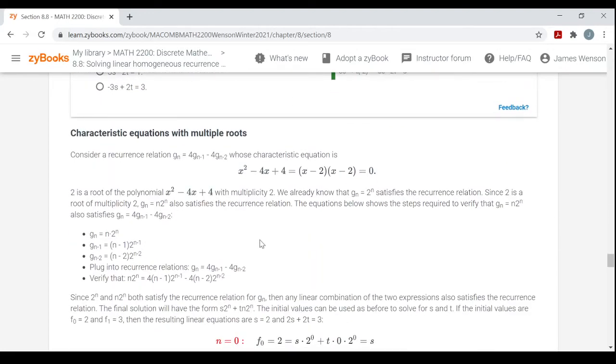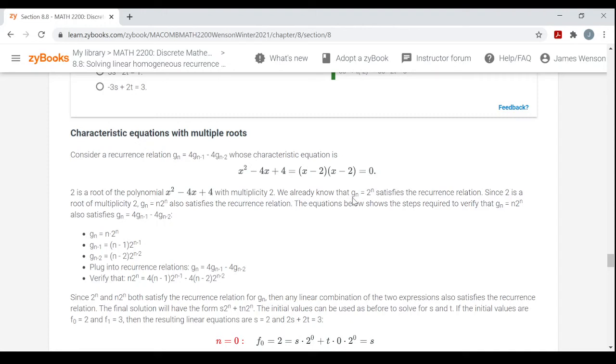Now comes the part where, what if we have the same solution to the characteristic equation multiple times? What if a solution has a higher multiplicity than 1? So here, consider a recurrence relation, this guy here. The characteristic equation will look like this. And you notice that x equals 2 is a solution twice. A multiple root. So 2 is a root of that polynomial with multiplicity 2. It shows up twice, 2 factors.